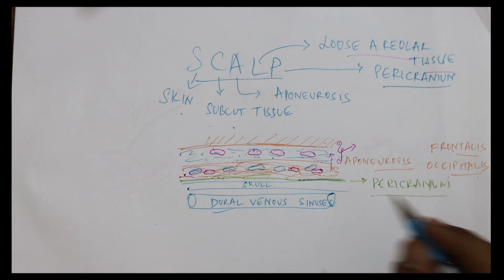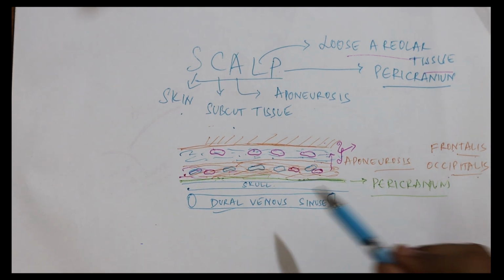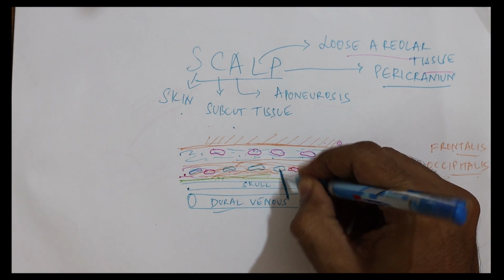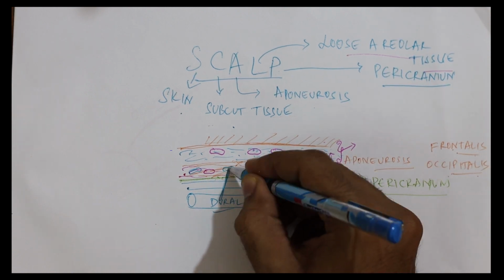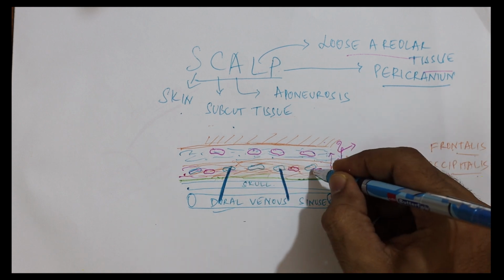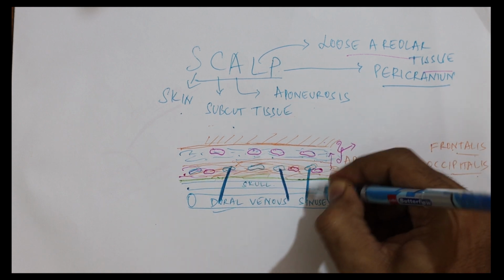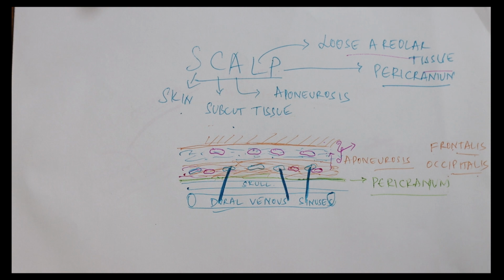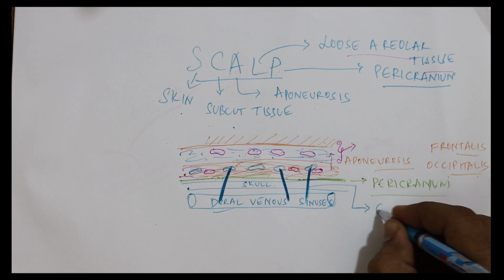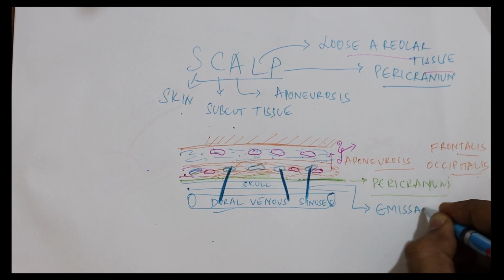In this aspect, there is one important vein which connects these dural venous sinuses with the veins present in the loose areolar tissue. It pierces or passes through the skull and the pericranium, and connects the dural venous sinuses with the veins of the scalp region. These veins are called emissary veins.